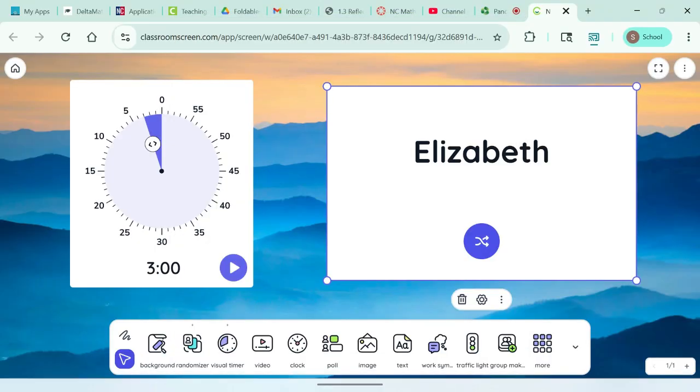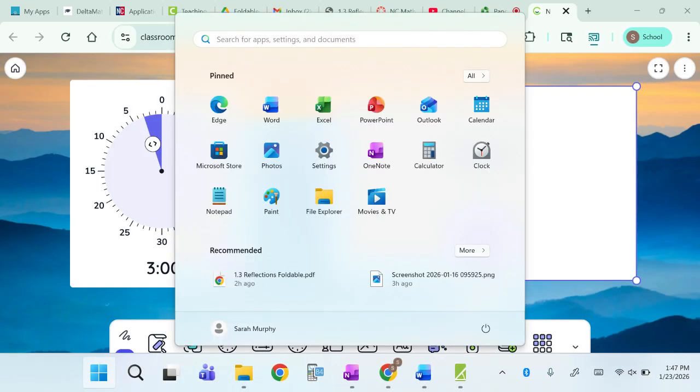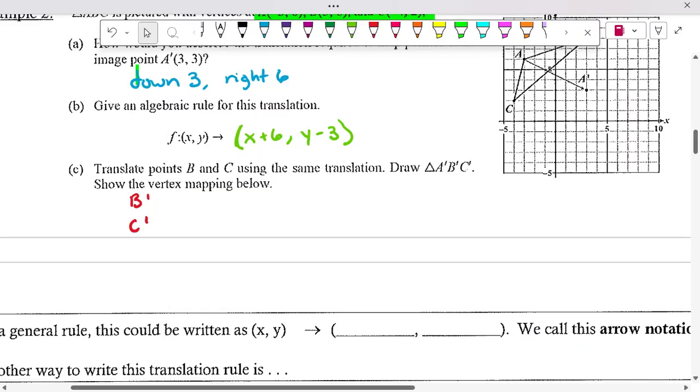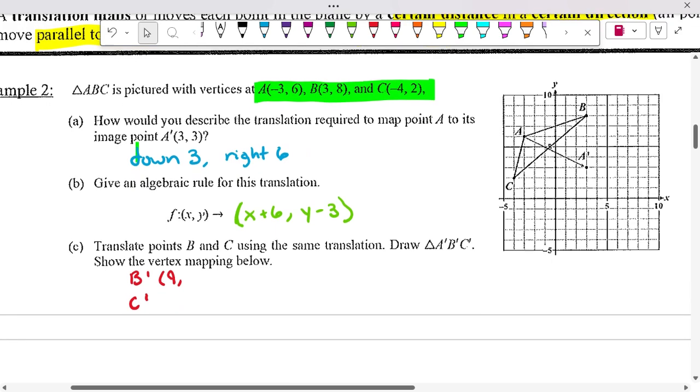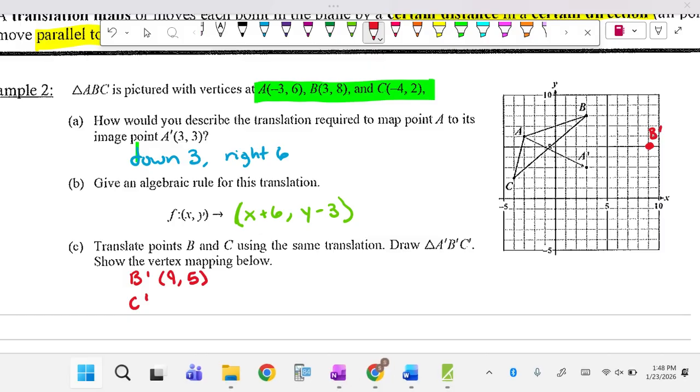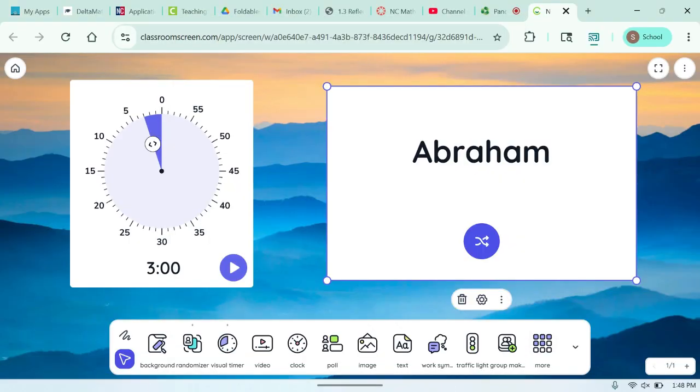Alrighty, let's go with Ayla. What'd you get for B prime? I got 9, 5. Yes, you are correct. So 3 plus 6 is 9. 8 minus 3 is 5. So if we graph it, it'd be about right here. So that's B prime.